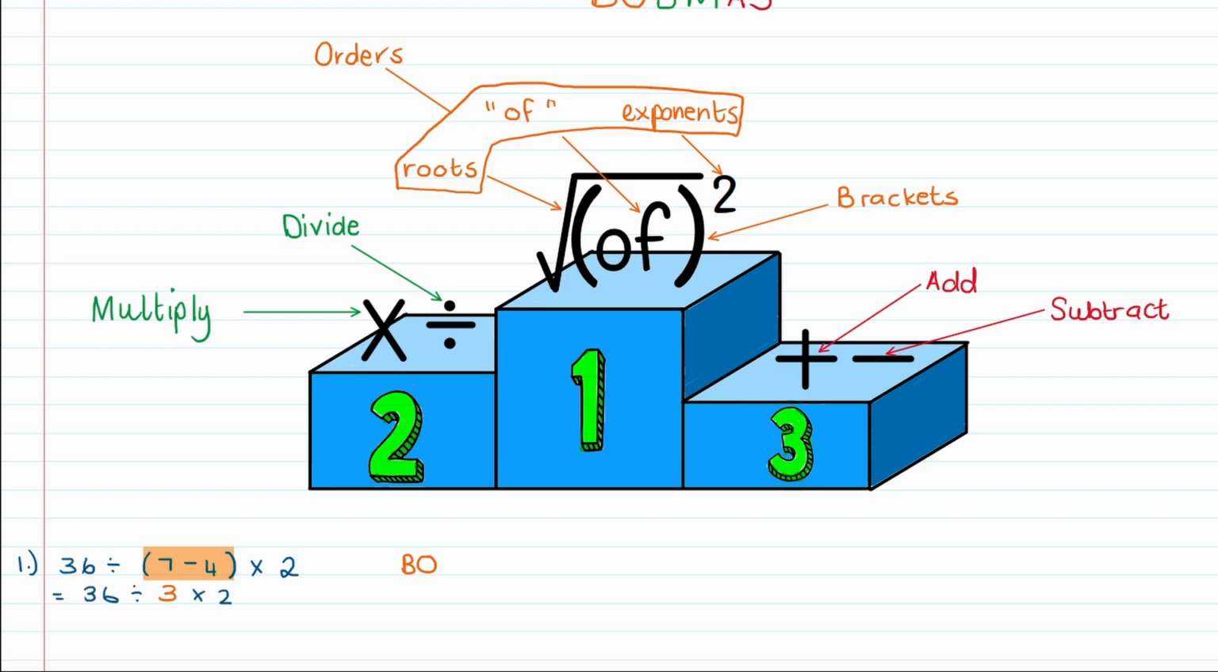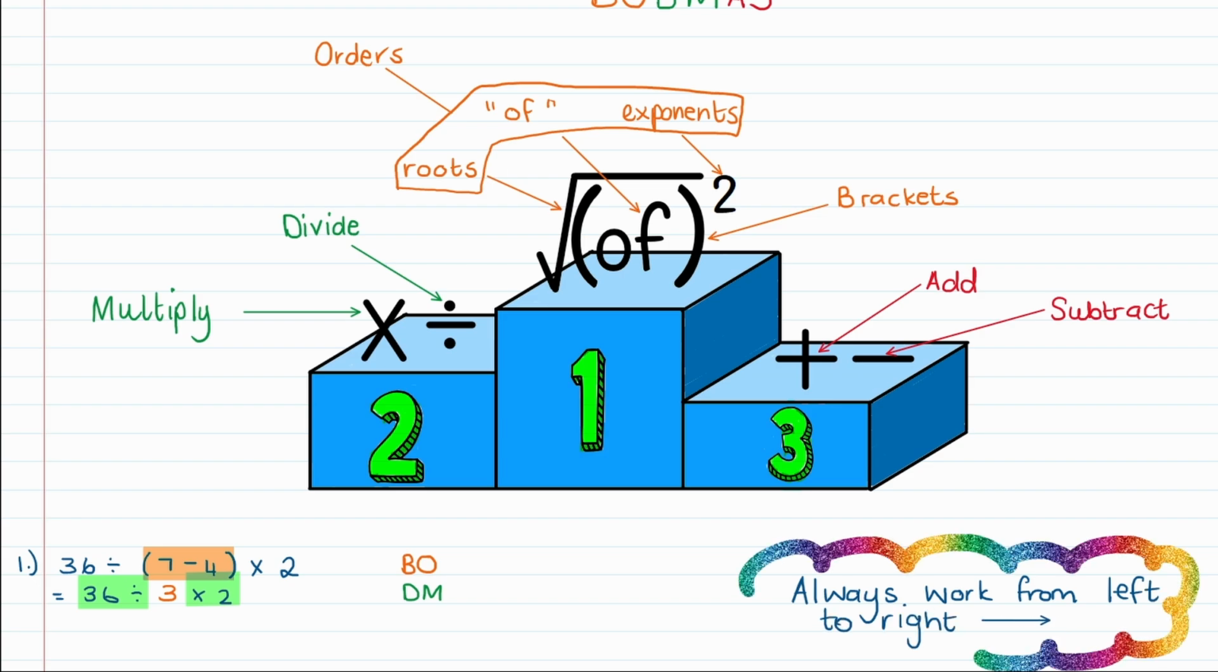Since our first group of operations is clear, we move on to divide and multiply. In this question, we have both of these operations present. So, which one do I do first? Here we learn about the golden rule. Always work from left to right. Solve whichever one appears first in the question.